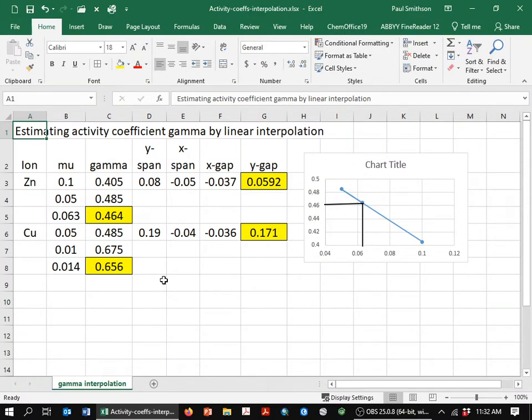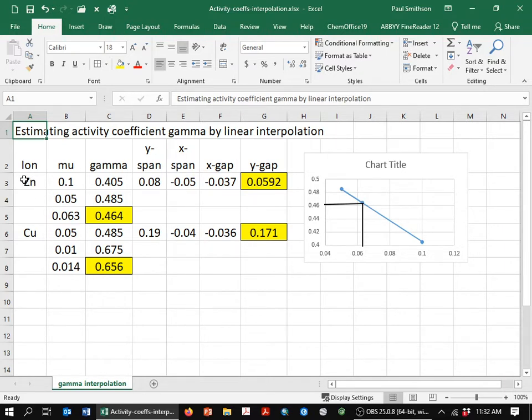Again, I thought I would, since you've seen videos and will have done in class, estimating your gamma, your activity coefficient by interpolation, done by hand, and I've posted a video for that one. But sometimes it's easier to just set up a little spreadsheet. So I thought I'd do that for you.